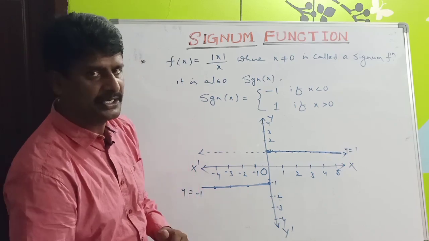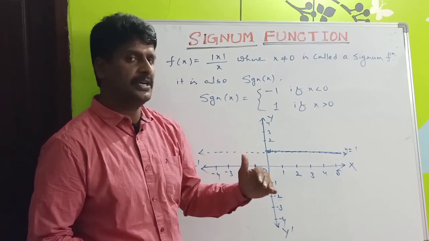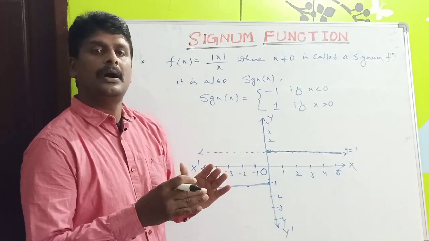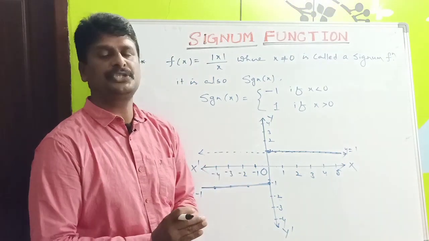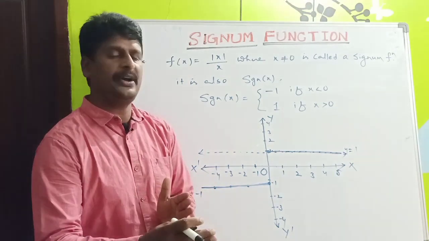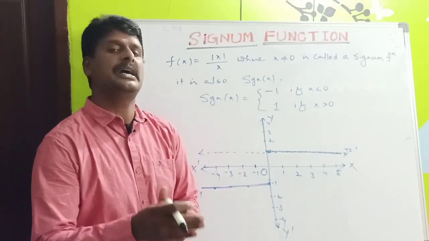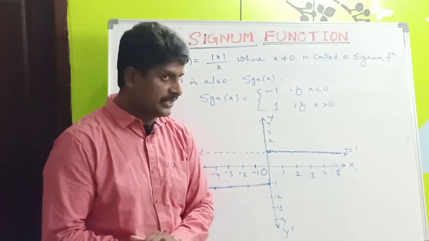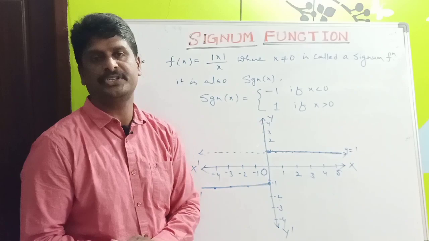Is it a periodic function? To say that the function graph is periodic, there should exist the same type of graph after a certain interval. There is no such situation. That's why it is not a periodic function.